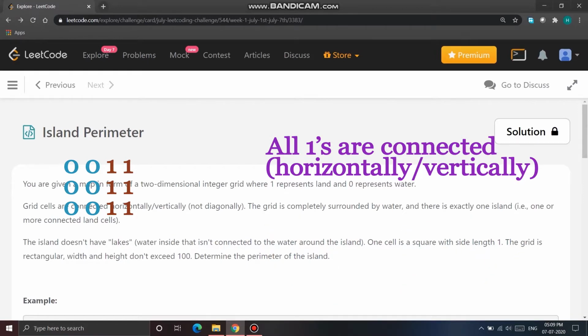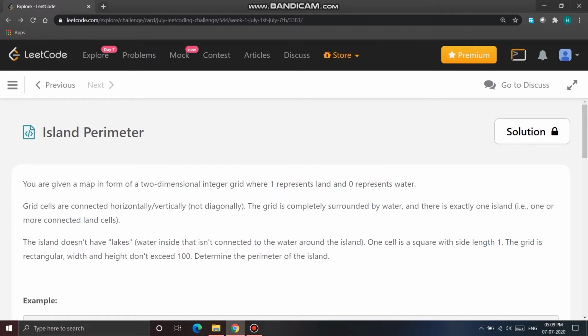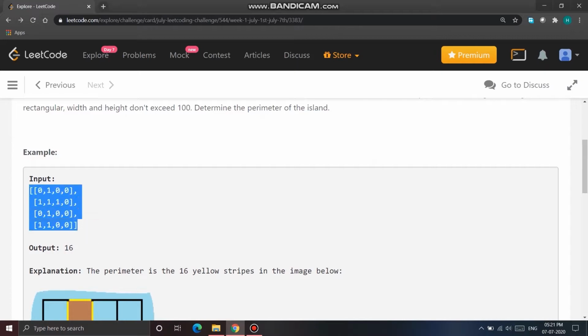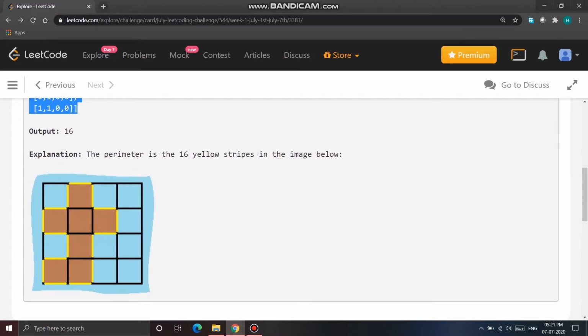Each cell of this grid is a square of side length 1, and the grid is rectangular, where both width and height are not more than 100. We have to find the perimeter of this island. For example, we have a grid of all zeros and ones. There is exactly one island which has been highlighted, and we have to find the perimeter of this island. So it would be 1, 2, 3, 4, 5, 6, 7, 8, 9, 10, 11, 12, 13, 14, 15, and 16. Now the question is, how do we solve it?